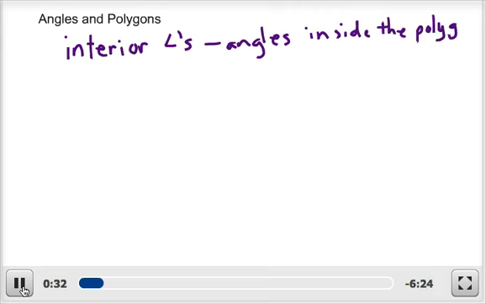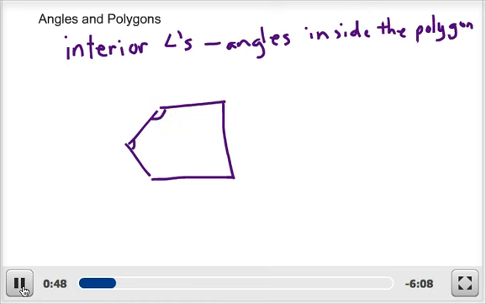Now, of course, polygon is just a many-sided figure, poly being many. So I'm just going to draw out what I'm going to call my polygon for right now. That looks good. Okay. An interior angle of this polygon would be any angle that's inside the polygon. So any of those are all interior angles.